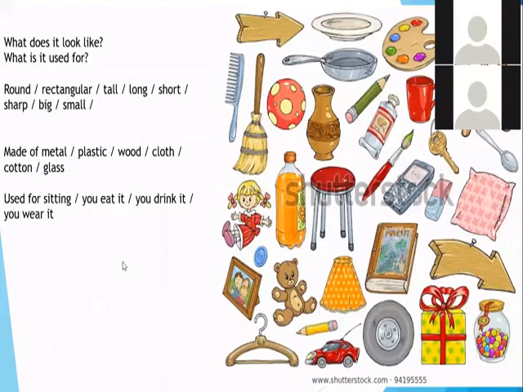Let's see. Hala. Yes. Go ahead, Hala, please. It's square and pink. It is made from cloth. We use it when we sleep and sit on the sofa. What is she describing? Pillow. Yes, she's describing the pillow. Yes, thank you very much. That was really good.